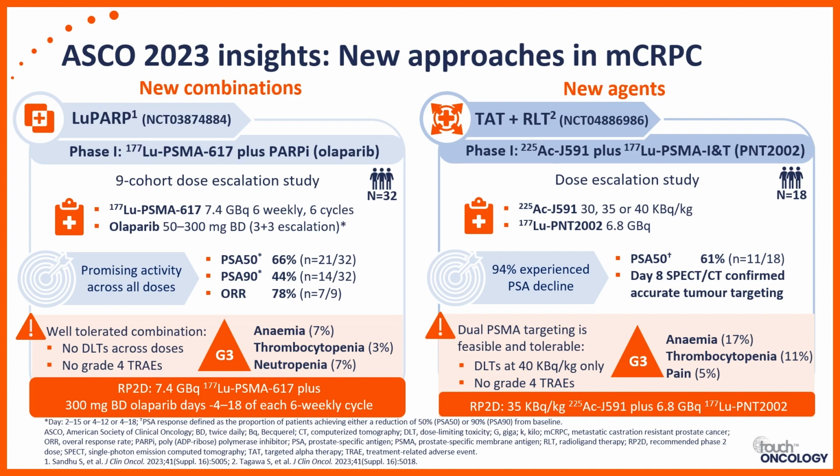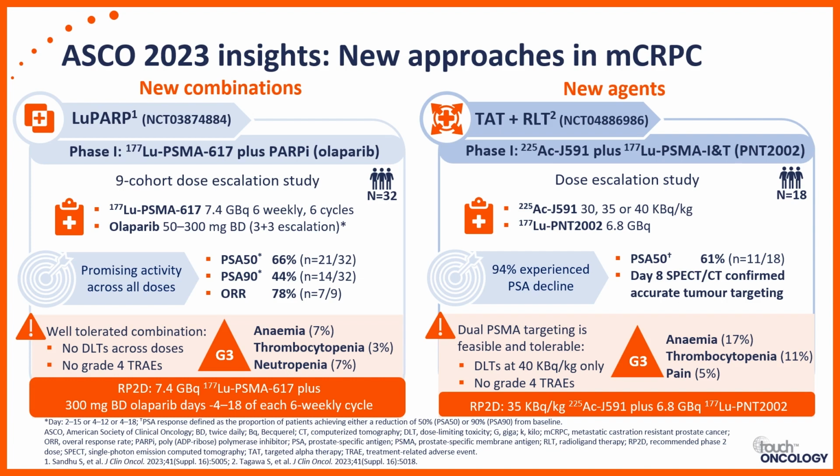On the left, you can see LuPARP, which is a phase 1 trial from Dr. Sandhu and her team, looking at lutetium PSMA plus a PARP inhibitor, in this case, olaparib. Again, in a non-controlled fashion. By that, I mean patients were not required to have a biomarker-positive disease that would make them candidates for PARP inhibitors. So it was basically unrestricted of DNA repair deficiencies, BRCA1, BRCA2, ATM, or for that matter, HRR.